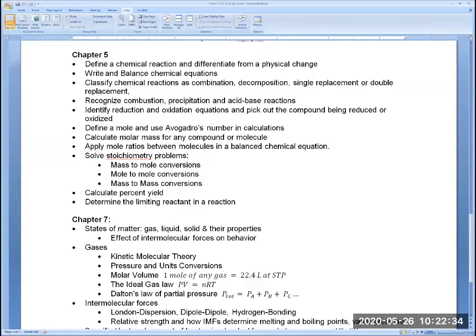So you need to be able to classify chemical reactions as combination, decomposition, single replacement, or double replacement. So it's good to have a generic form for each. Yeah, I should have opened my notes, let me, hold on.